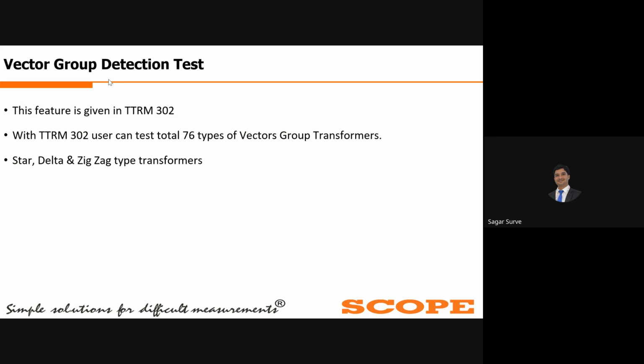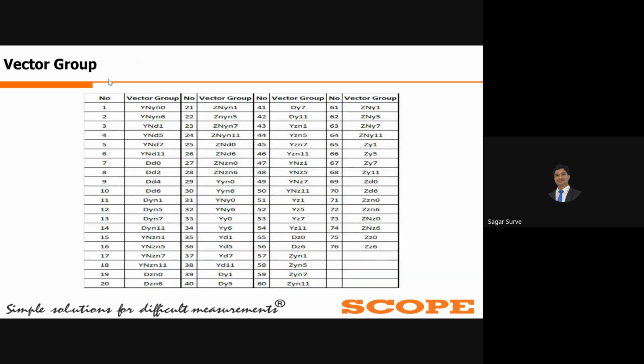Vector group detection test. With the Scope TTRM 302 instrument, we can perform the vector group detection test. It is available in this instrument with a total of 76 vector groups already incorporated, which are widely used in the market, and which contain star, delta, or zigzag type of transformers also. So these are the 76 vector groups we are talking about, already available with the instrument.